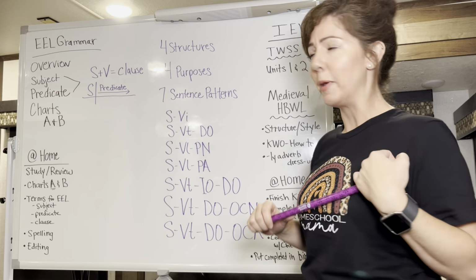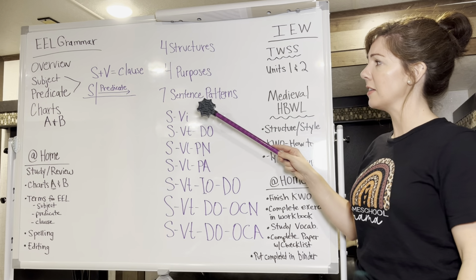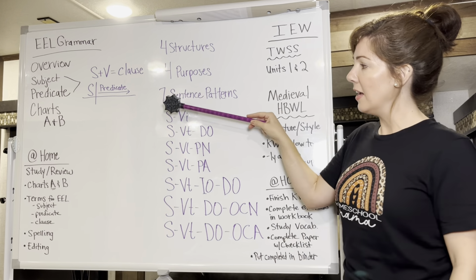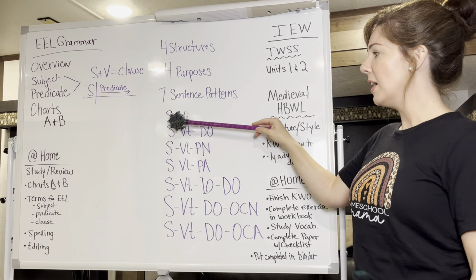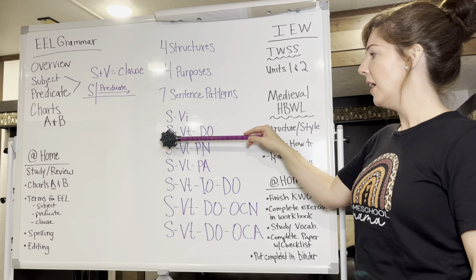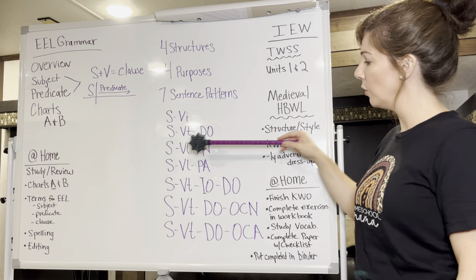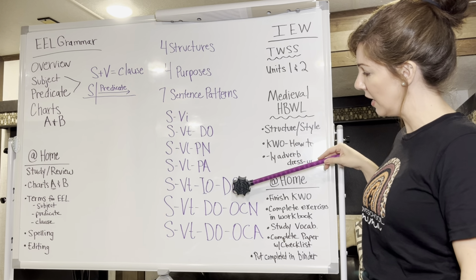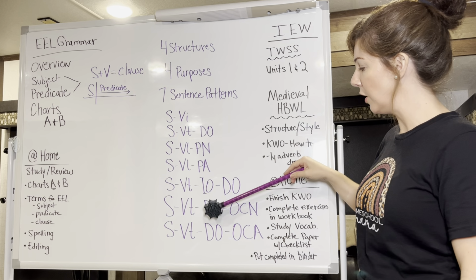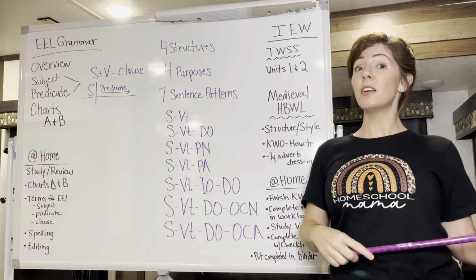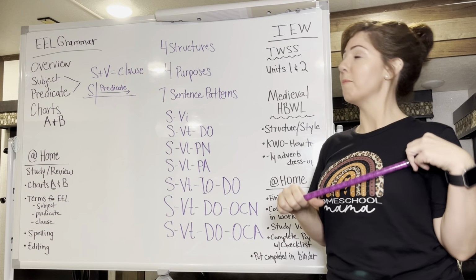Now you guys try and do it with me. 7 sentence patterns. SVI, SVTDO, SVLPN, SVLPA, SVTIODO, SVTDOOCN, SVTDO, OCA. Awesome. Let's do it one more time.